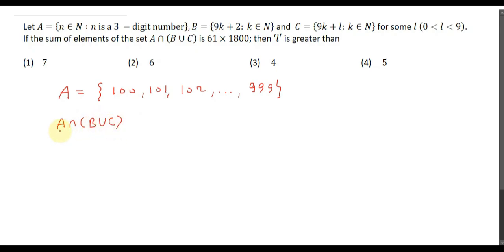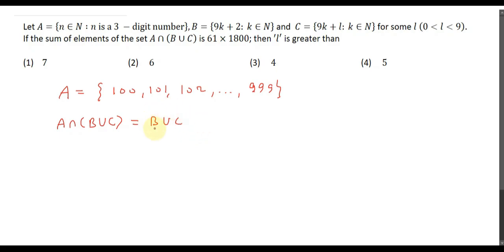See, in set A we have all possible 3-digit natural number, and this set will contain common elements of set A and set B union C. So common elements will be numbers of B union C, which should be of 3-digit, right? So we can write it as B union C, and B union C must contain 3-digit number.